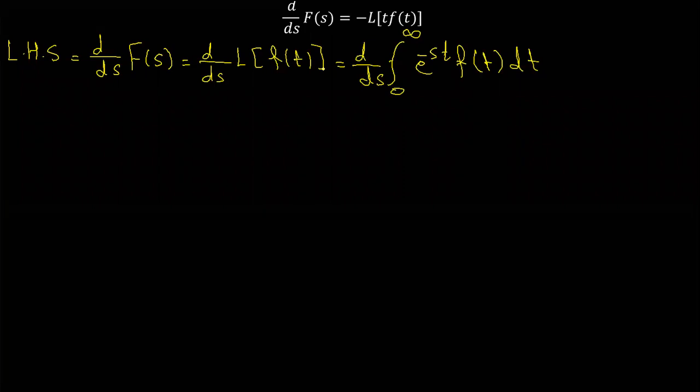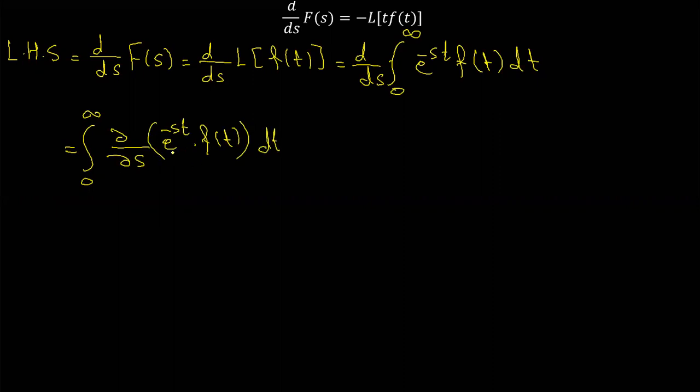So, Professor, how do I differentiate an integral if I have two variables? You can interchange the integration and differentiation. So I can write it equal to the integral from 0 to infinity, and now I'm going to write a partial derivative, because the integrand has two unknowns, s and t, and I need to differentiate with respect to s. So e to the negative st times f of t dt.